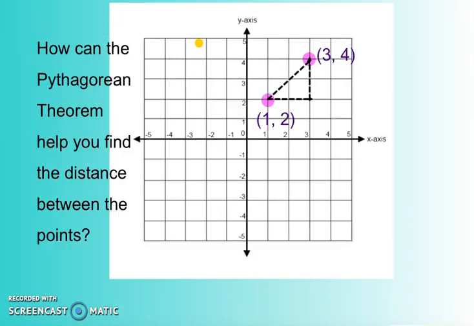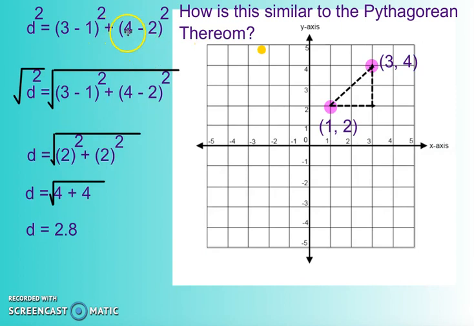Let's see, is that what we get if we subtract here? Yeah, 4 minus 2. If we subtract the y's, we get 2. So it's actually the same thing that we just did, but it's a formula that we're using. It's a different formula. Now, I know it says c squared, I know this says d squared, but it's still the same. We're still taking a number and squaring it.